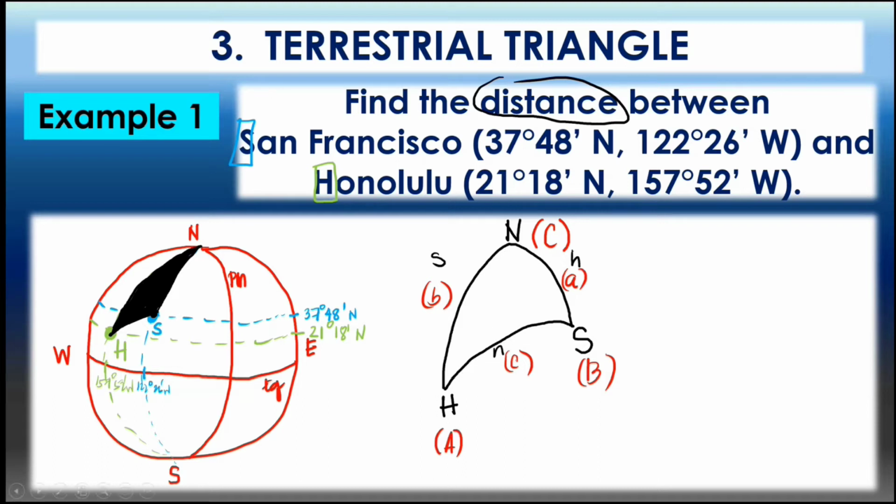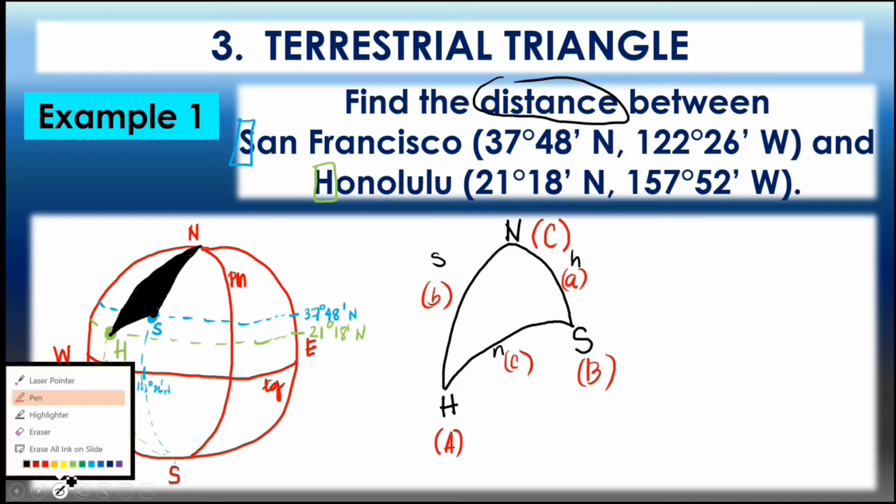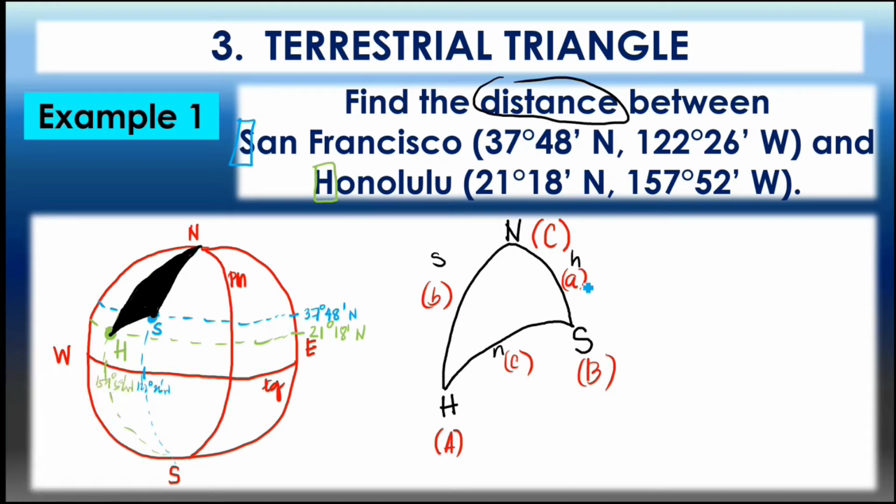Next, how are we going to solve this? The first thing you need to consider is the given. Since the coordinates are given, let us try to identify what can be the value of H here, which is our small a. From the north, we have here San Francisco. It is said that the latitude of San Francisco is 37 degrees 48 minutes north. This is the latitude.